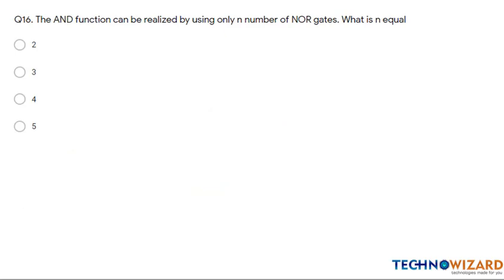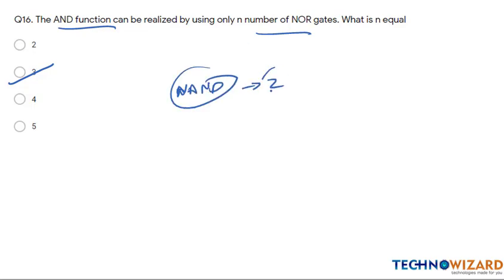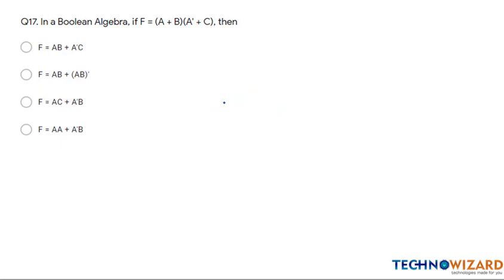Question number 16. I have already told you the table for this NOR gate. How many NOR gates are used to implement AND gate? A total number of 3 NOR gates are used to implement AND gate, and if you have to implement it with NAND gates, you will have 2 NAND gates to implement AND gate. Okay. Now question number 17.